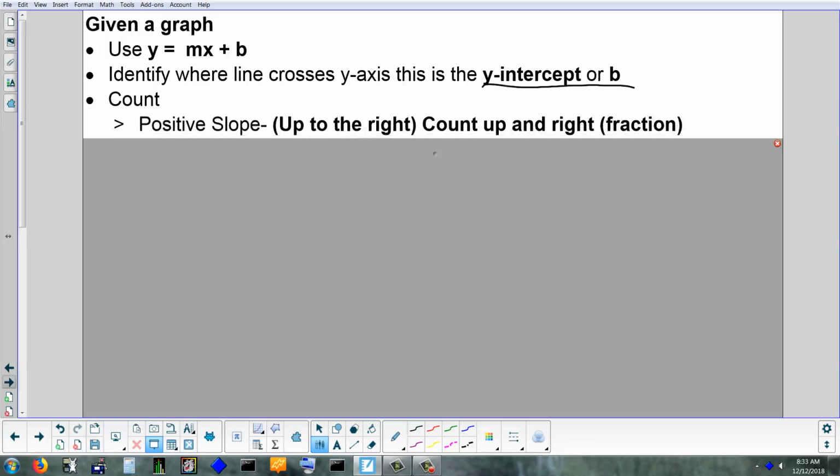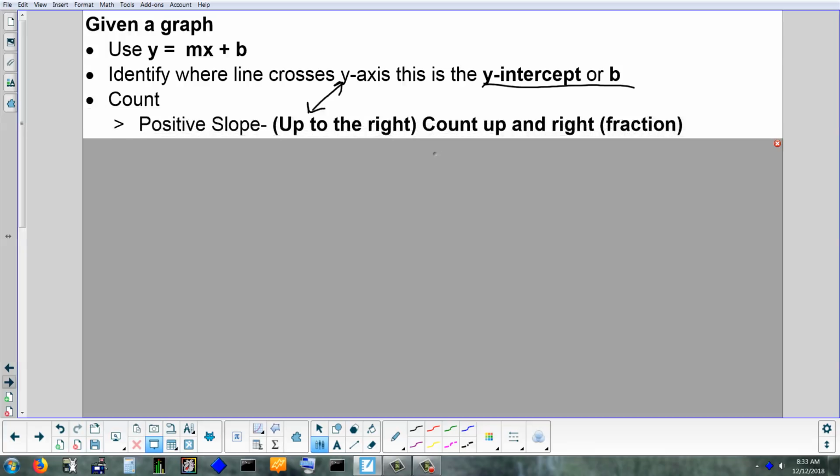So count. We just talked about this. If it's a positive slope, I'm going to go up to the right. This is telling me what a positive slope looks like. It'll look like this. Up to the right. So to get my slope, I'm just going to count up till I get to the grid line that my other coordinate's on, and right till I get to it. It's okay if it's a fraction.